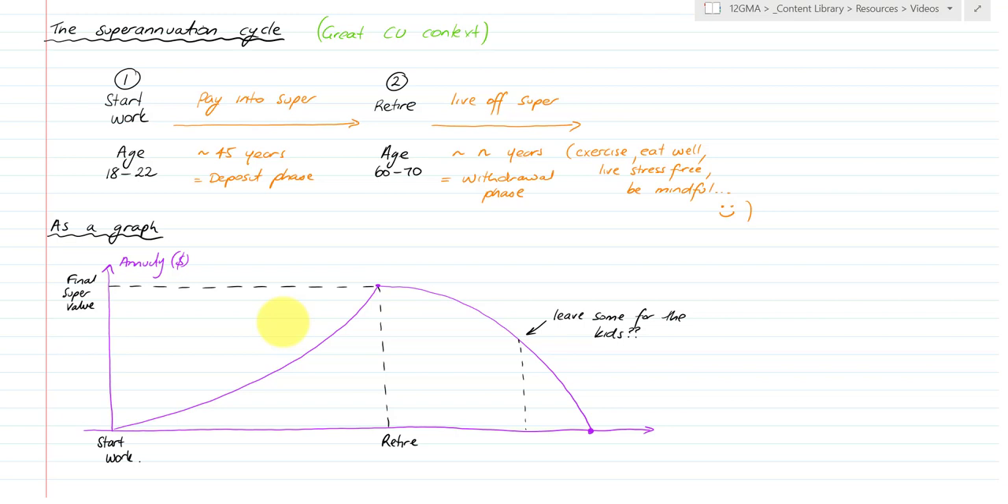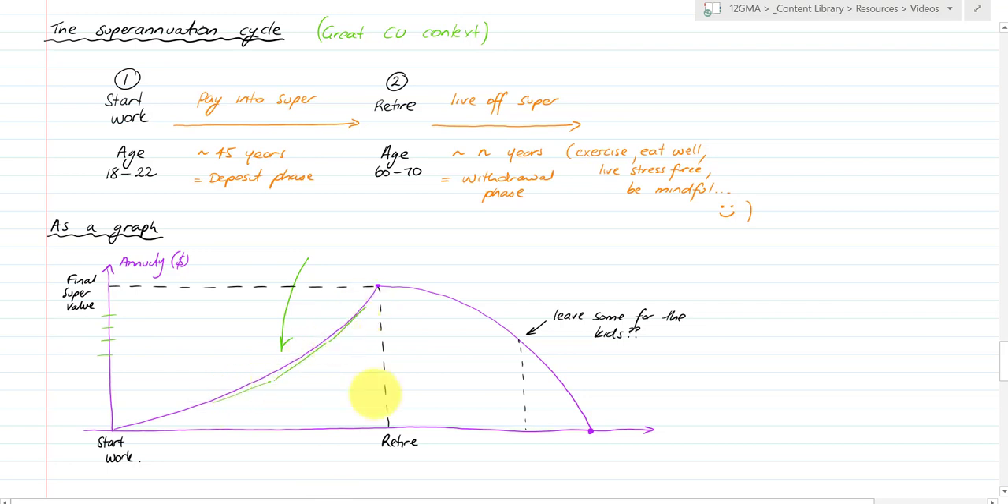So let's have a look at this as a graph. In the deposit phase, our money grows like this. We're investing, and it's growing as per this exponential. But as we get higher on this scale, the interest we earn gets higher, which means it gets steeper. It's pretty flat there, steeper, steeper again.